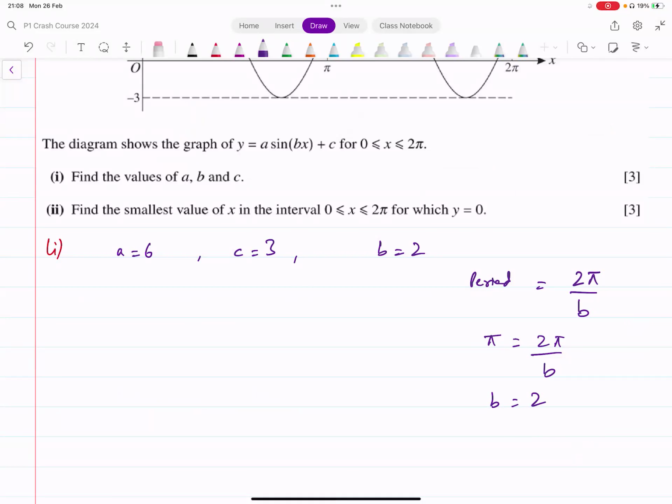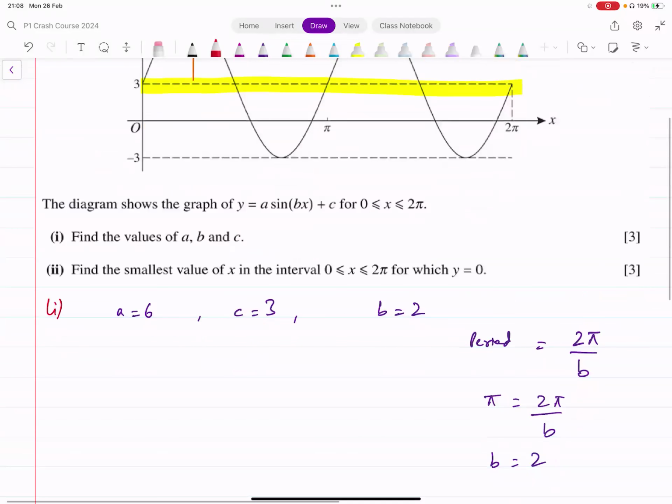It's a 1 mark question, as in you have 1 mark for A, 1 mark for B, 1 mark for C. You just have to write that value down. You could use any method for that, as long as you get the correct result at the end. Is this all right? The first part? Okay, let's have a look at the second part now.